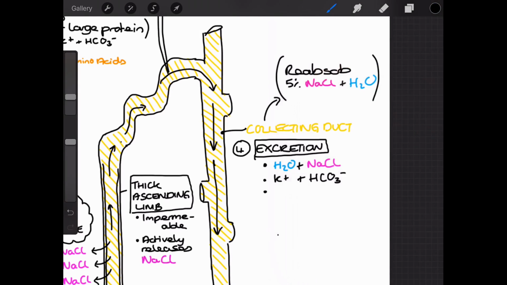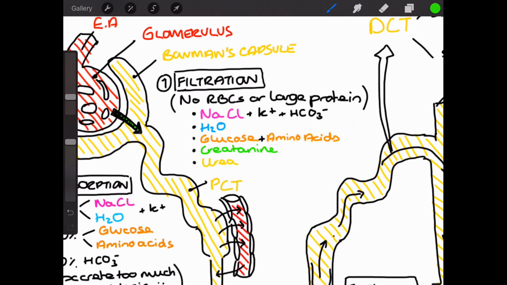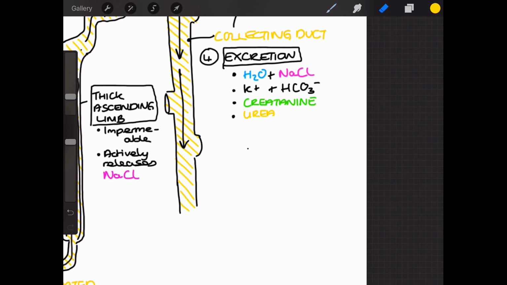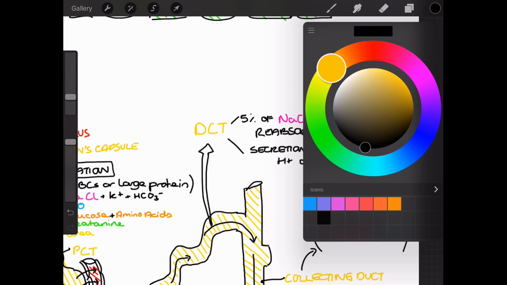Some potassium and bicarbonate ions are also lost, and creatinine, which I haven't mentioned in a while. If we look back, creatinine was something that passed out in the filtrate, but at no other step in the nephron has it been reabsorbed, which is why creatinine is a really good measure of the functioning of the glomerulus. Another thing that's excreted, of course, is urea. And so the fluid passes into the bladder and exits.